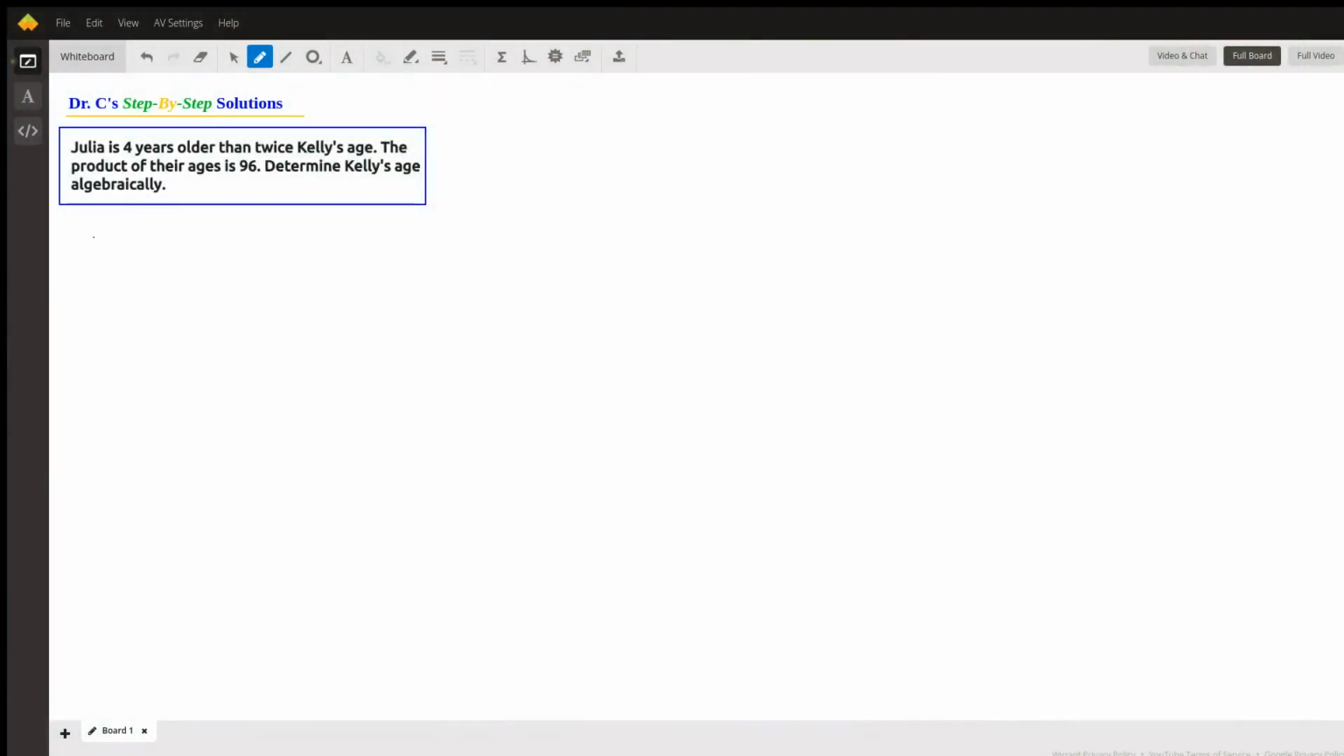It's Dr. C, and today we will be going over how to solve word problems like this, especially algebraically. First things first, I'm always going to tell you to write out what the word problem is giving you. We're going to go sentence by sentence so we can at least see what's being given to us.